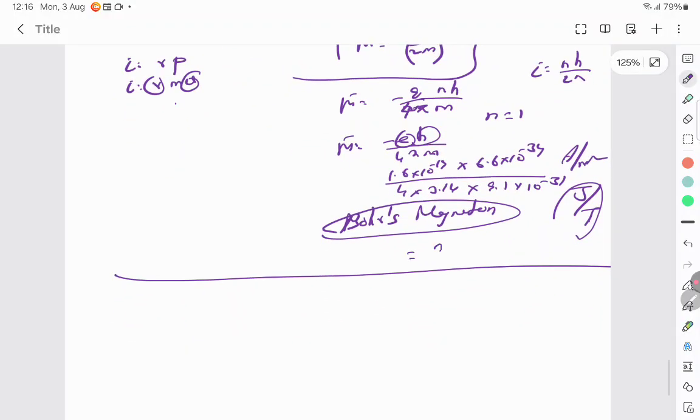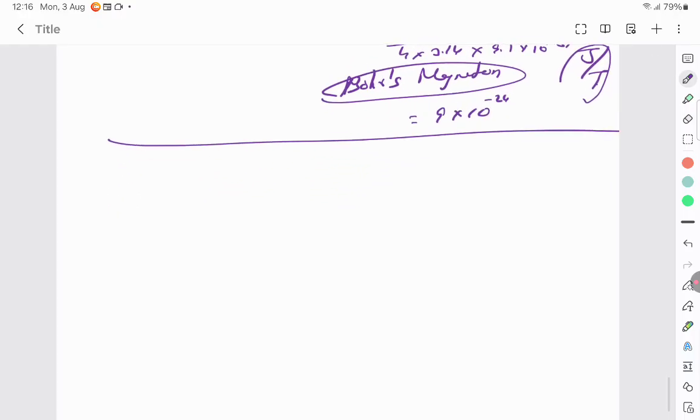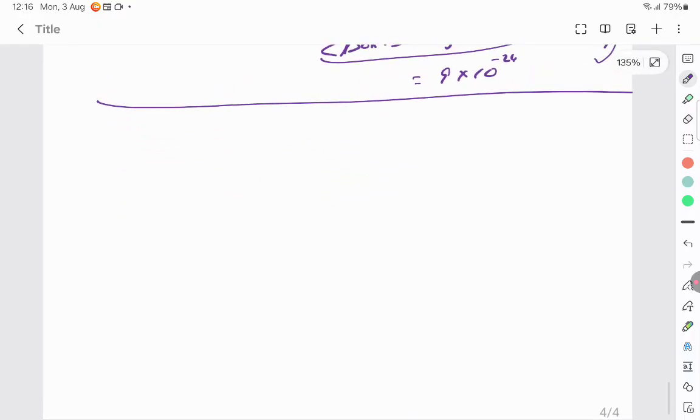I know this value itself is 9 into 10 to the power minus 24, I think, Bohr's magneton. No, I didn't teach you that. We'll check on that value a little later. So then let's go to the next. What's the next thing that I taught you?